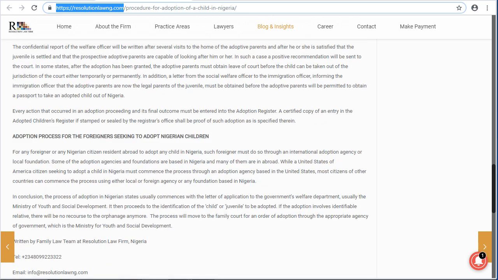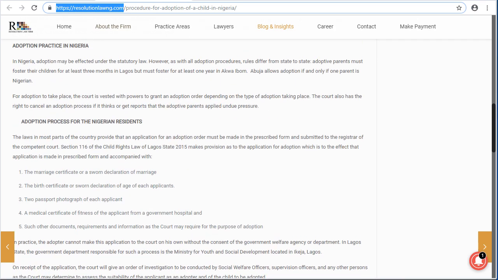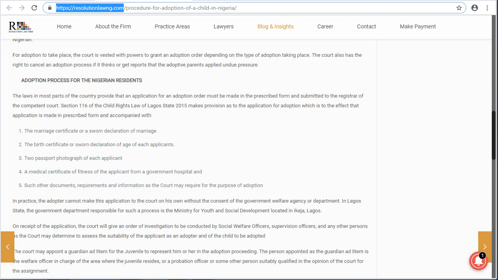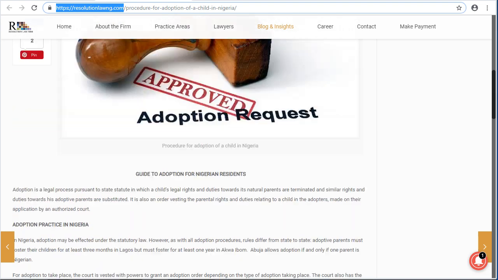So these are the requirements. If you want to read more, just come to this website called resolutionlawng.com to get more details and more facts on how a child can be adopted in Nigeria legally.